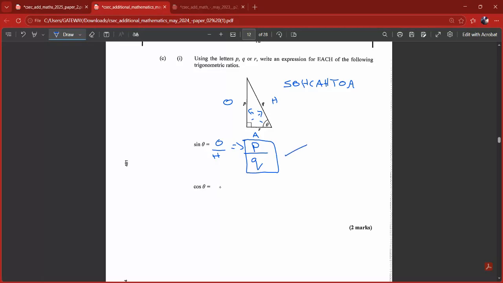Simple. Cosine theta is adjacent all over hypotenuse. You're going to replace the adjacent with r all over the hypotenuse, which is q. So r over q is my answer.